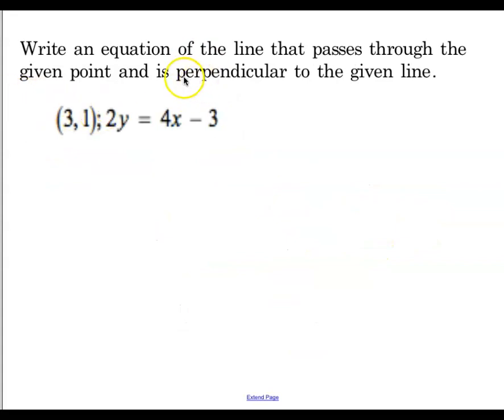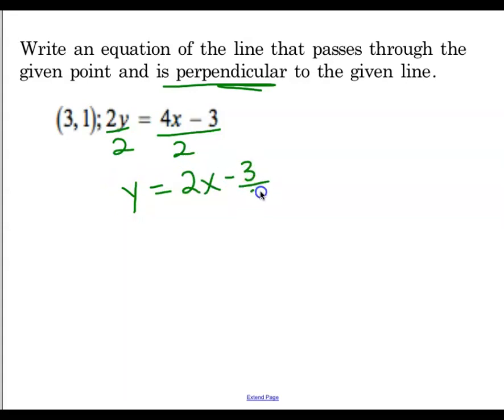The last example I want to do is perpendicular, but before I can even begin, I need to put this in slope-intercept form. So remember, I would divide by 2 and I get y equals 2x minus 3/2. Okay, so now if it's perpendicular, I know I need the negative reciprocal. Well, the reciprocal would be 1/2. So it's negative because I need the negative reciprocal.